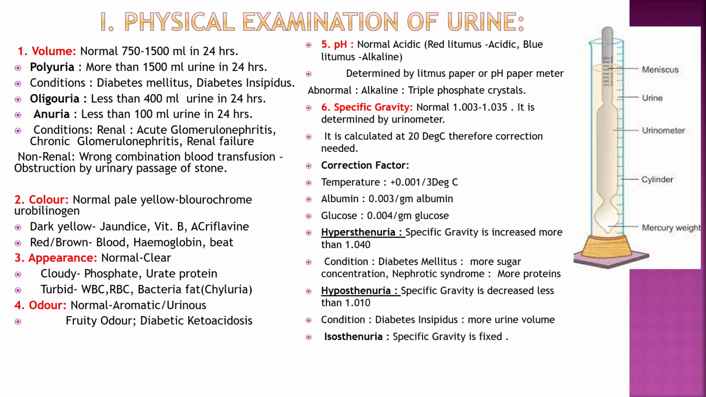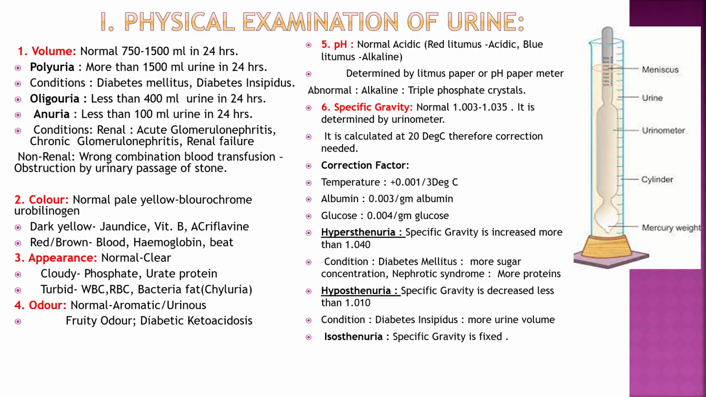pH, normal urine pH is acidic, and then abnormal, it is alkaline, maybe in infection or triple phosphate crystals. Then specific gravity, normally it is 1.003 to 1.035. It is determined by the urinometer, and that urinometer is calibrated at 20 degrees Celsius, therefore correction factor required. So temperature correction factor, so you have to add 0.001 for every 3 degrees centigrade.